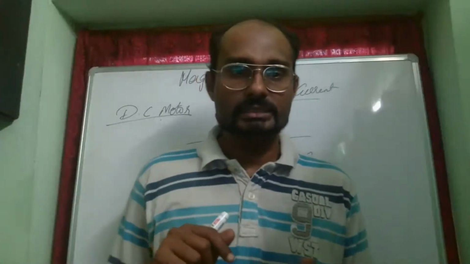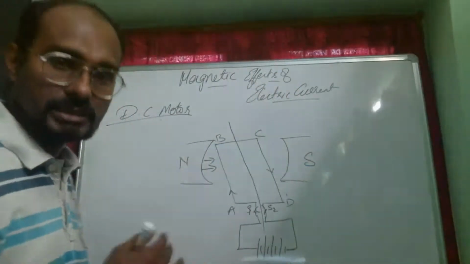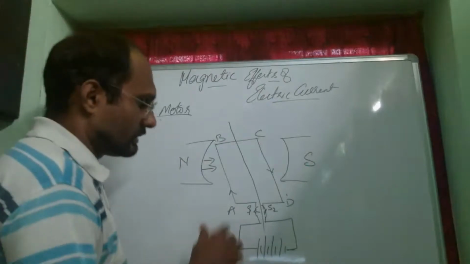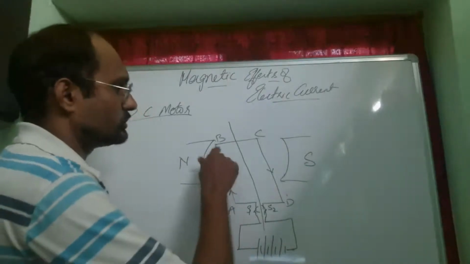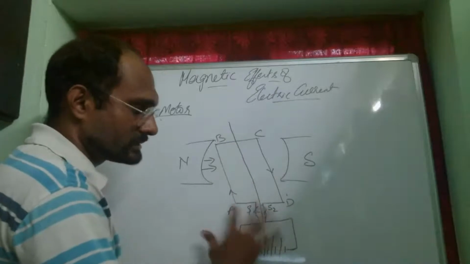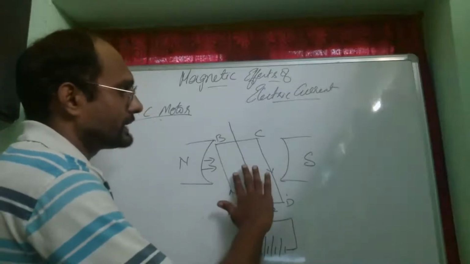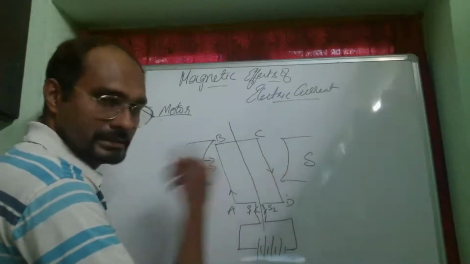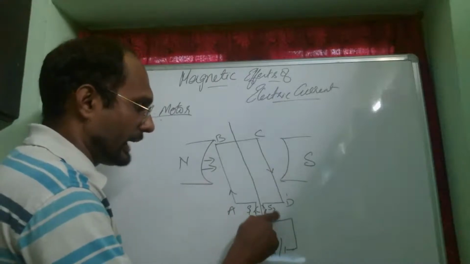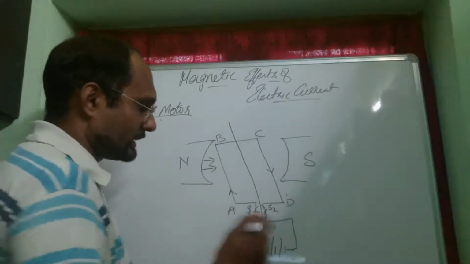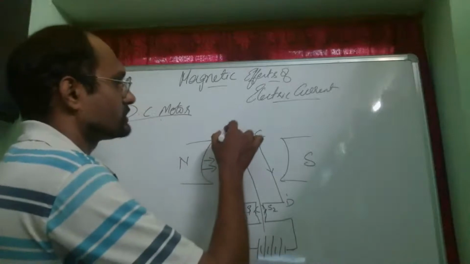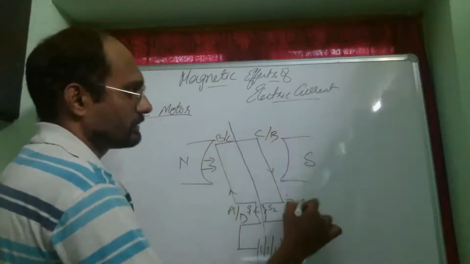Second advantage is the direction of current can be changed in the coil. Remember, the current is traveling from A to B, B to C, and C to D when it is in this position. When it has made a rotation by 180 degrees, then what happens? S2 is here. That means in place of A, we are having D. In place of B, we have C.